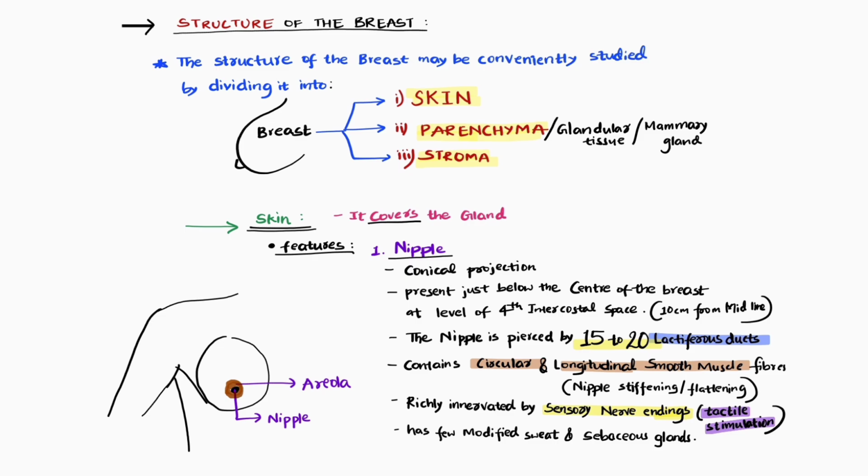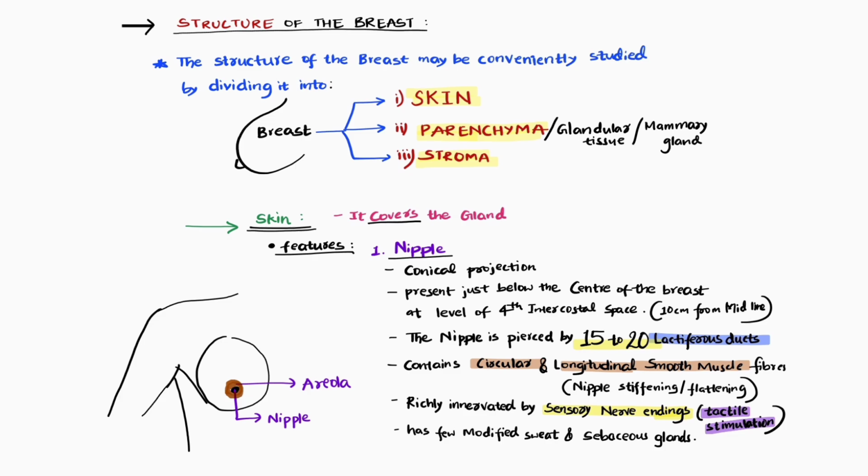So guys, we have discussed a glance of the structure of the breast. We'll get into the deeper aspects of each component. First is the skin. As we all know, it covers the gland. It covers the breast, right? So we'll study the skin. The skin has the following features.